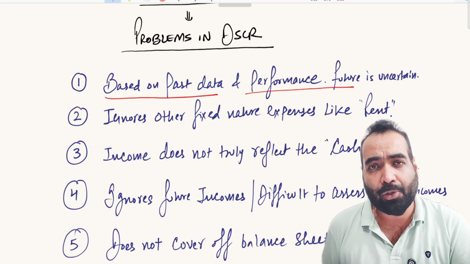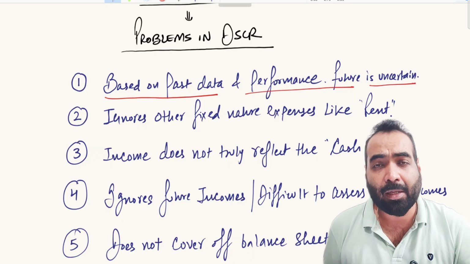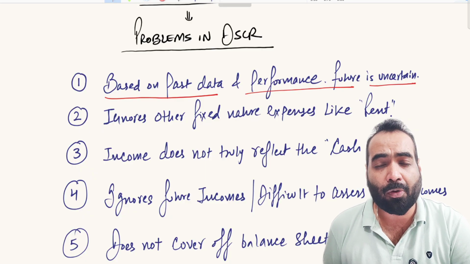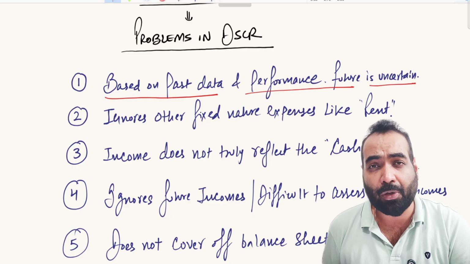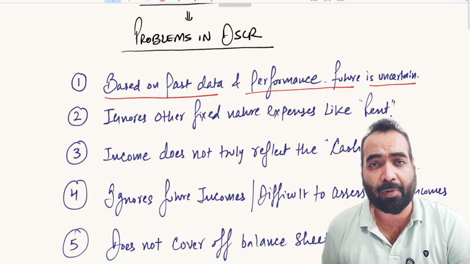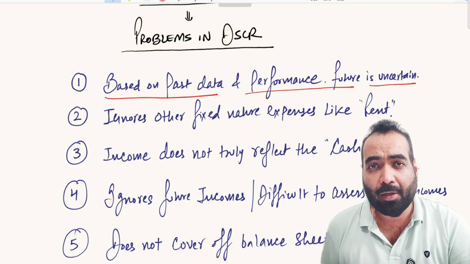But friends, as you know, the future is uncertain. The loan which we are giving today will be repaid based on future income, right? So we cannot be sure that the entity will continue to earn the same level of profits in the future as well. So this is the shortcoming of DSCR, which cannot tell us the future.